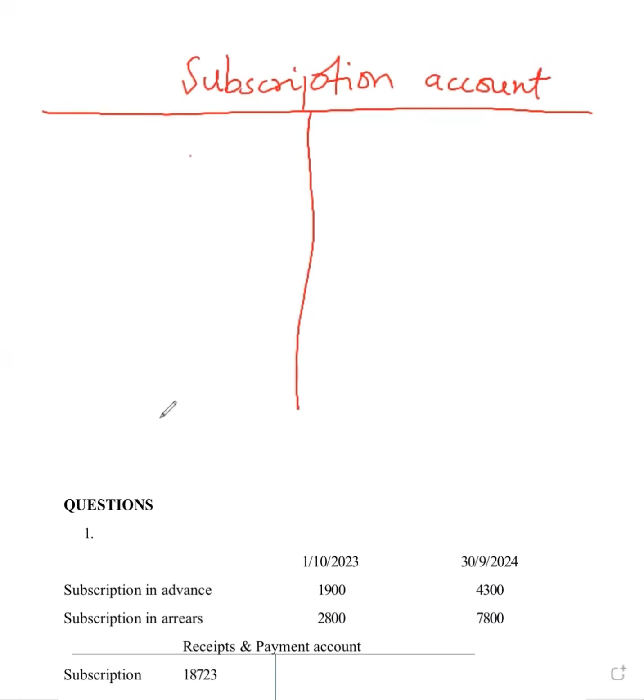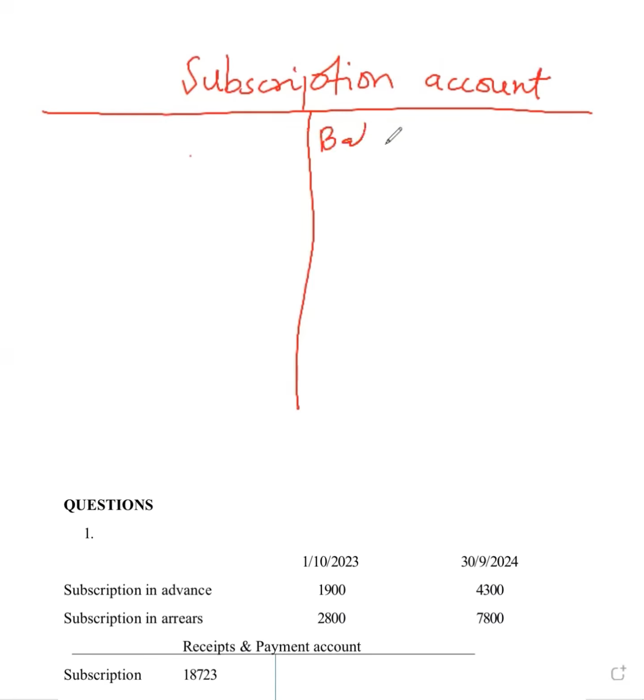Subscription in advance, you ask yourself. So here, the subscription is an income to the organization. So subscription in advance, is it an asset or a liability? That is the first question you ask yourself. It is an income received in advance, so therefore it is a liability to the organization. And all liabilities have a credit balance. So if all liabilities have a credit balance, then it means the opening balance will be on the credit side.